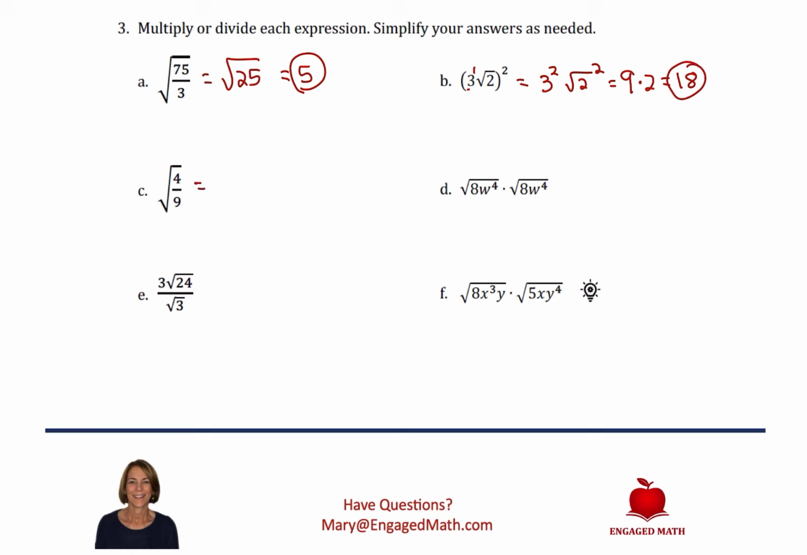All right, C, we're going to take the square root of 4, which is 2, and the square root of 9, which is 3, and we get 2/3.